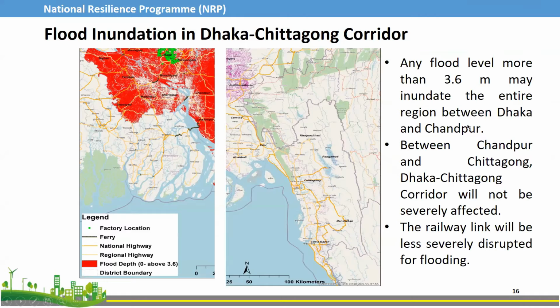between Dhaka and Chatpur. And between Chatpur and Chittagong, the Dhaka-Chittagong corridor will not be severely affected, and the rail links will be less severely disrupted from flooding. So the rail has lower vulnerability, but the road network has vulnerability from Dhaka to Chatpur area due to flooding.